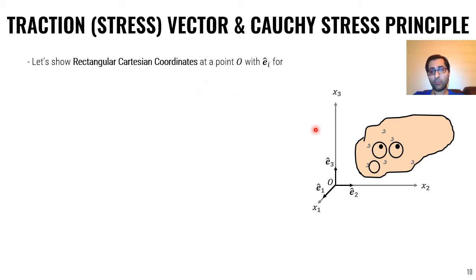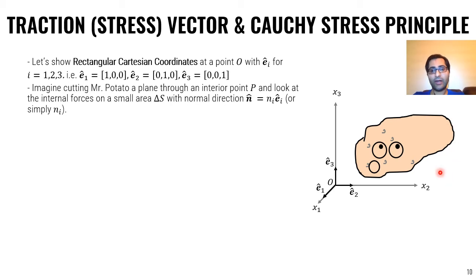Now assume Mr. Potato under some arbitrary body and external loads, but no moments. We want to find the traction or a stress vector at an arbitrary point inside the body. So let's cut Mr. Potato at an arbitrary point P with an arbitrary plane with unit director N.